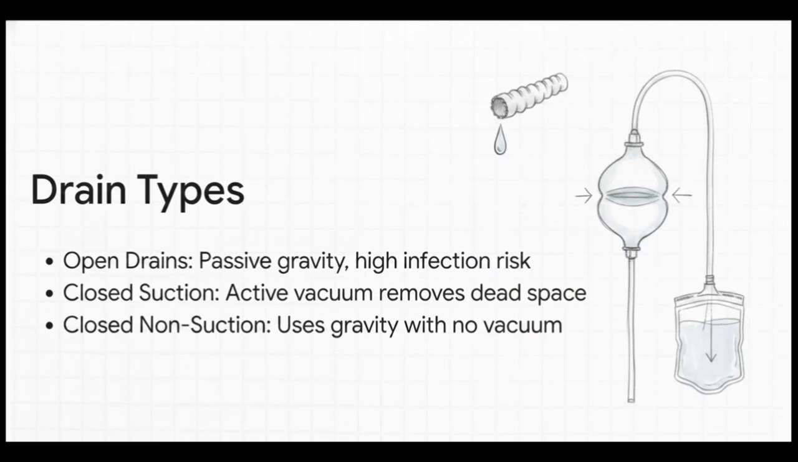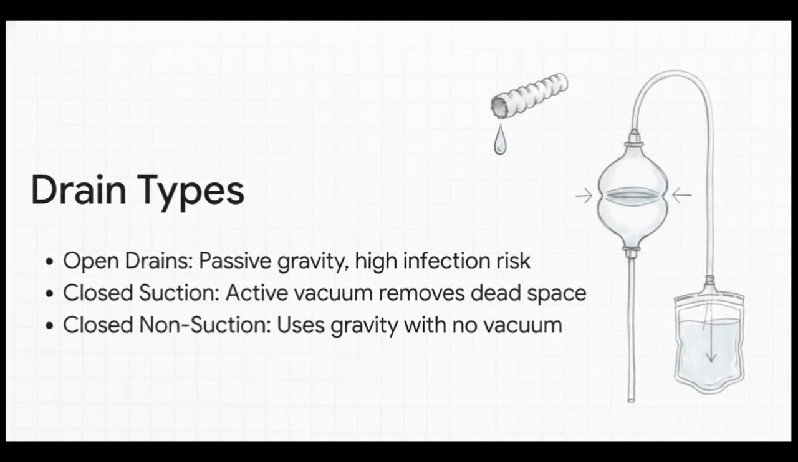First, open drains like corrugated rubber. These rely purely on passive gravity and capillary action, but they act as an open two-way street, severely increasing the risk of bacterial colonization. Second, closed suction active drains. These maintain a constant negative vacuum to actively suck out fluid and obliterate dead space, which is highly useful after a major hernia repair to stop a hematoma.